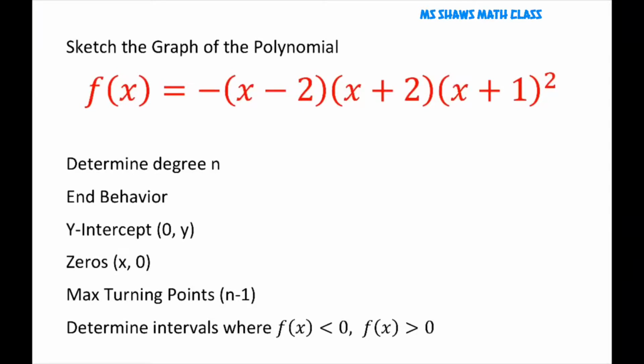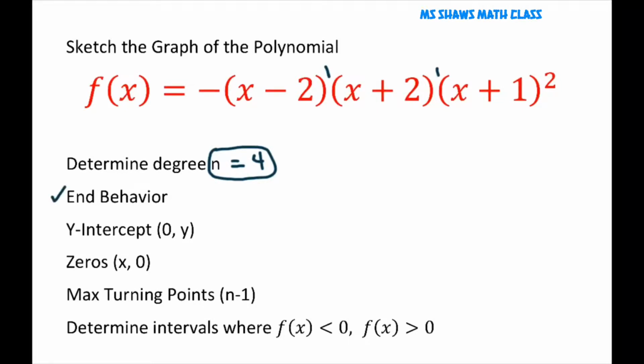Everyone, we're going to sketch a graph of this polynomial f of x and fill out some information. First of all, we're going to determine the degree. Since this is not in standard form, I'm going to put in my multiplicities. I have a 1 and a 1 and a 2. So the degree is 4, or n equals 4.